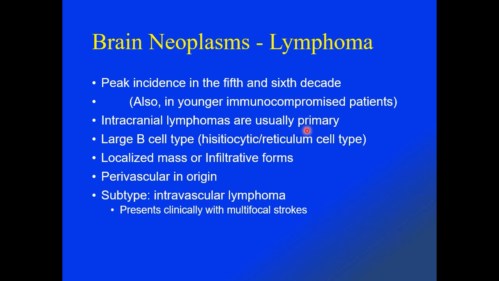The peak incidence of CNS lymphoma is in the 5th and 6th decade. It can be found in younger patients who are immunocompromised. Intracranial lymphomas are usually a primary large B-cell type that can present as a localized mass or sometimes as an infiltrative neoplasm. They occur in the perivascular location, and a special subtype of intravascular lymphoma can present clinically with multifocal strokes rather than as a dominant mass.